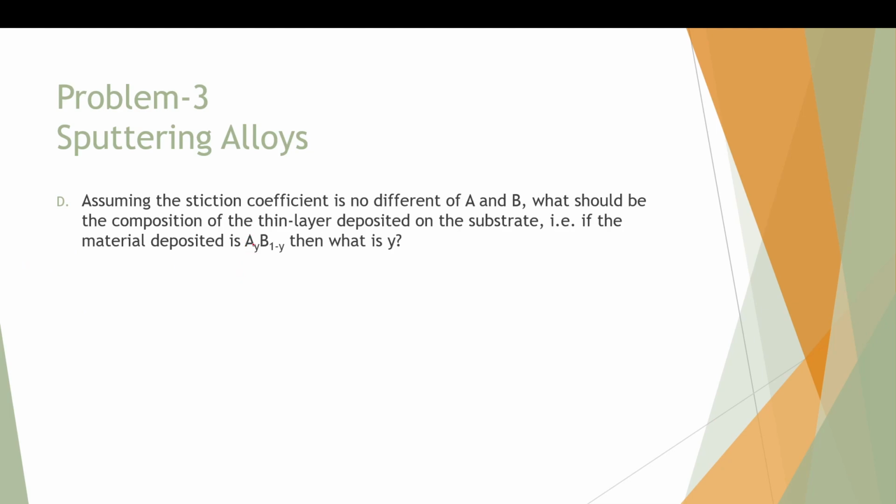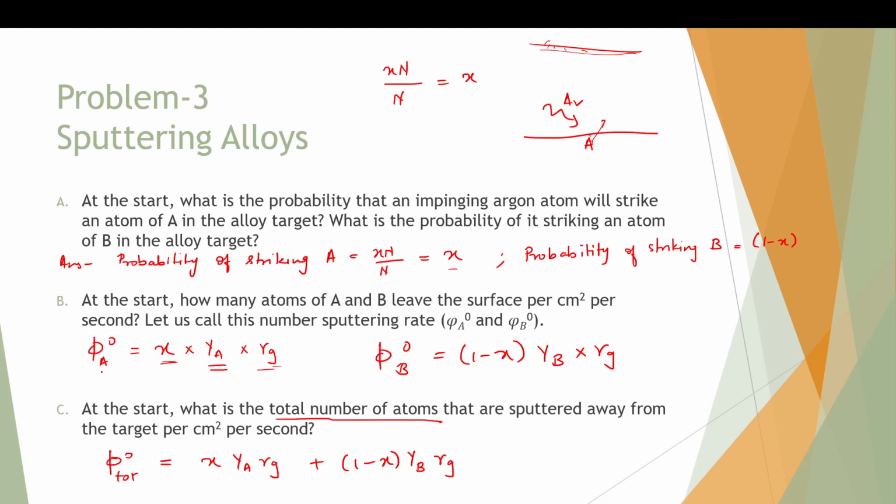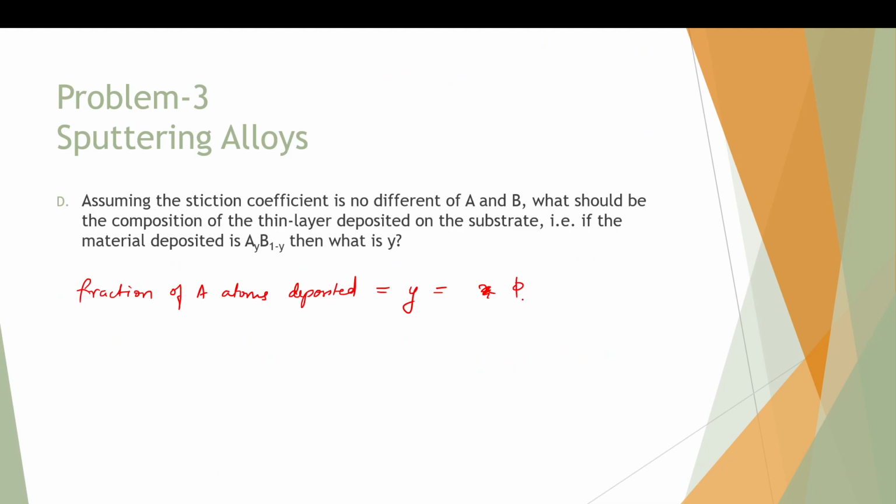So, basically we have to find the fraction of A and the fraction of B that is getting deposited. So, the fraction of A atoms deposited will be nothing but Y, and so the fraction of A atoms deposited will be nothing but the fraction of A atoms that have got sputtered upon the total number of A and B atoms that have got sputtered. So, that will be X. So, that will be basically phi A naught upon phi total naught. Agreed?